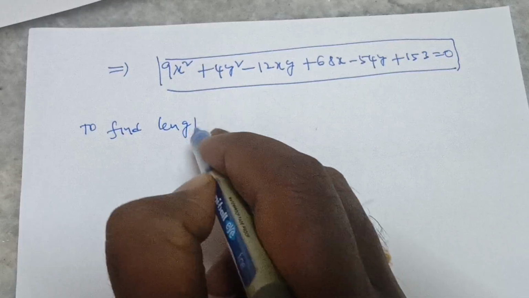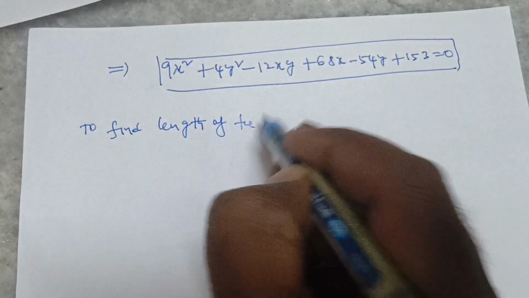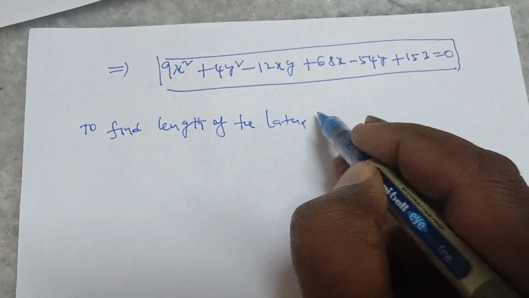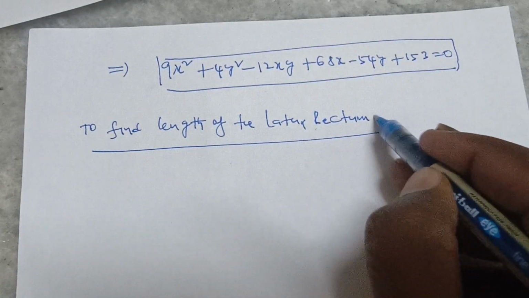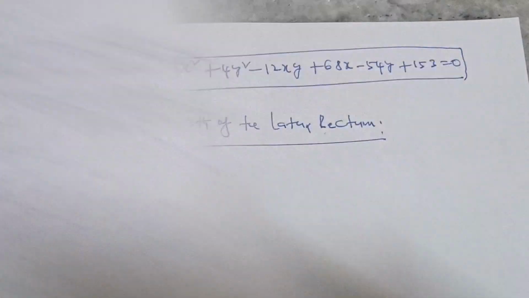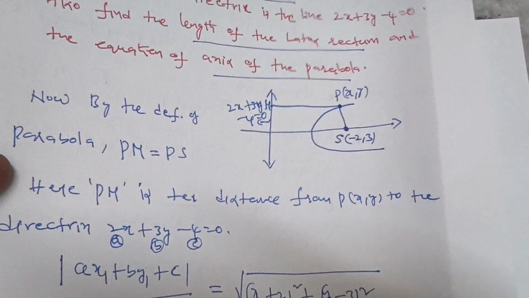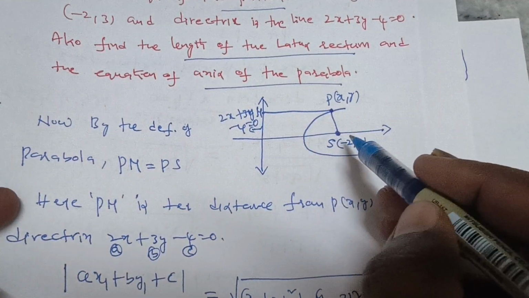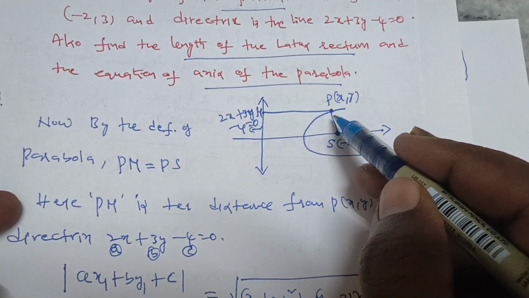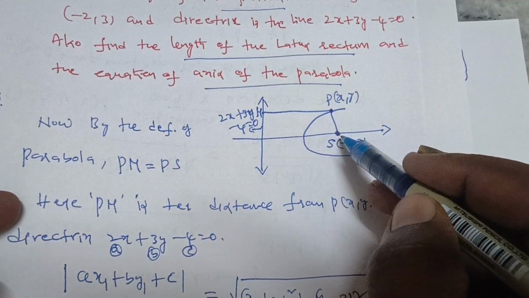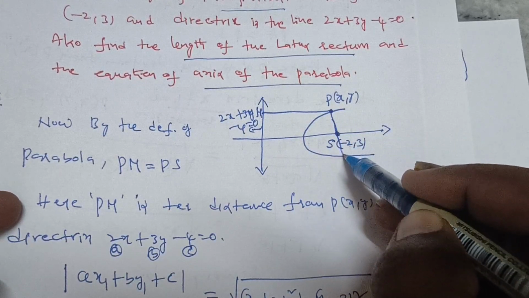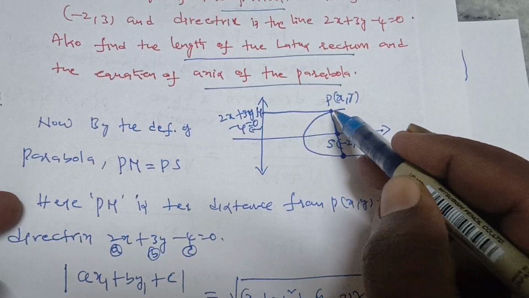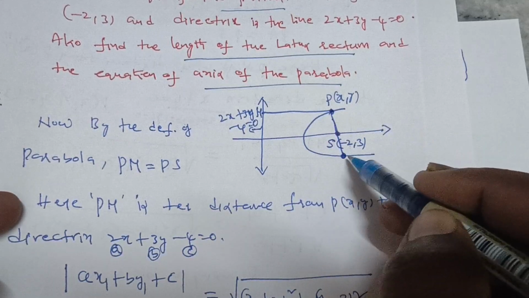To find the length of the latus rectum. So we know the length of the latus rectum is the line segment passing through the focus, and the endpoints of that line segment lie on the parabola.